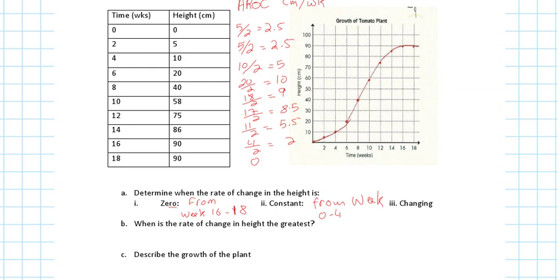When is it changing? So it will be from 4 to 16, right? Because it starts changing, so basically 10, 20, 40, 58. So if you're looking here, 2.5, 5, 10, 9, 8.5. So that's going to be from week 4 to 16.